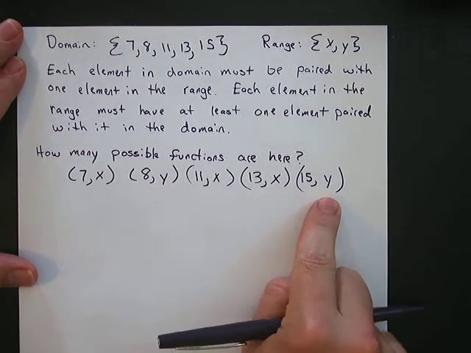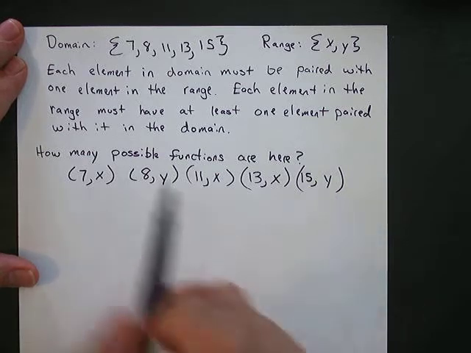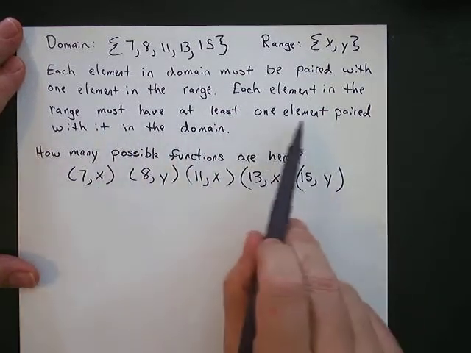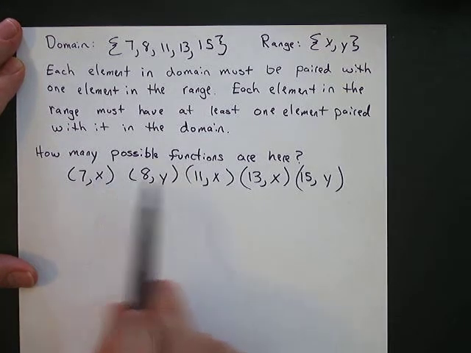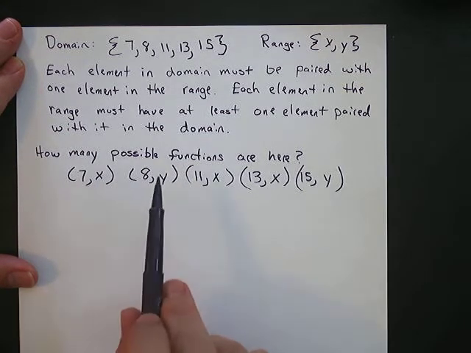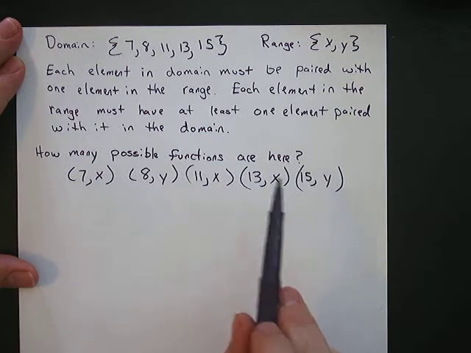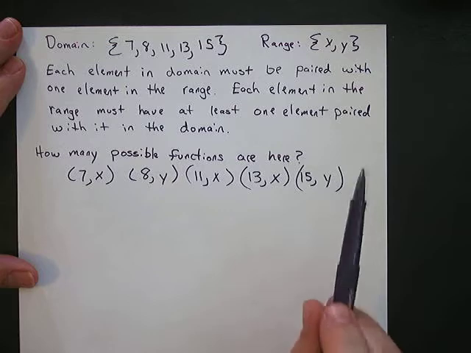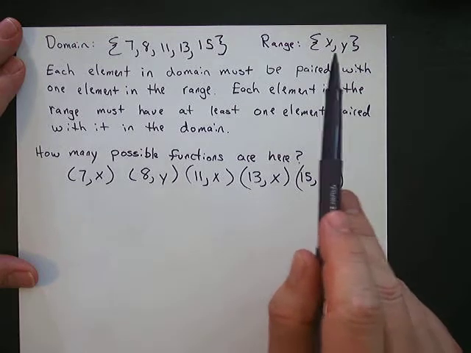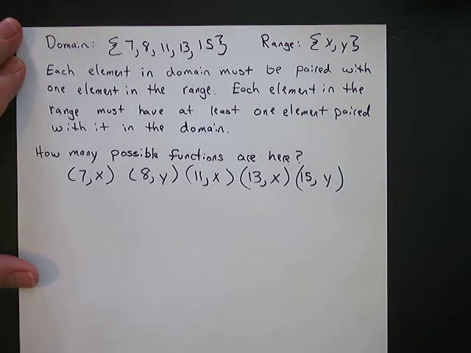But there's also a stipulation that says that each element in the range must have at least one element paired with it. So in other words, you can't have 7 paired with x, 8 paired with x, 11 paired with x, 13 paired with x, and 15 paired with x, because then the y wouldn't get used. So you have to use the x and the y at least once. So the question is, how many different possibilities are there?